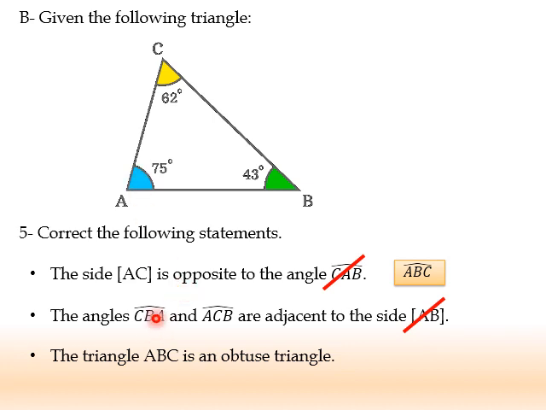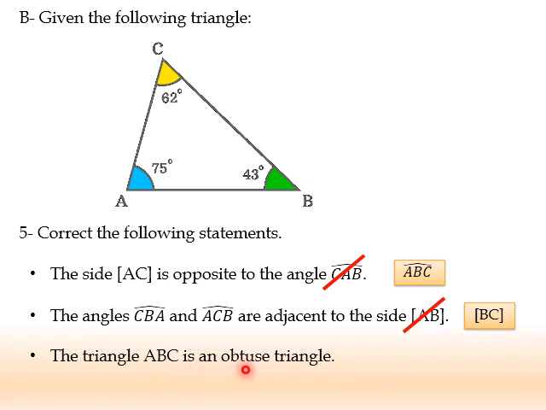Next one, the angle CBA, the green one here, and ACB, the yellow angle, are adjacent to the side AB. Look, both of them are adjacent to AB. It's clear that ABC is adjacent to segment AB, but the yellow angle BCA, it's not adjacent to AB, it's adjacent to BC. So I have to remove AB and write BC instead of it.